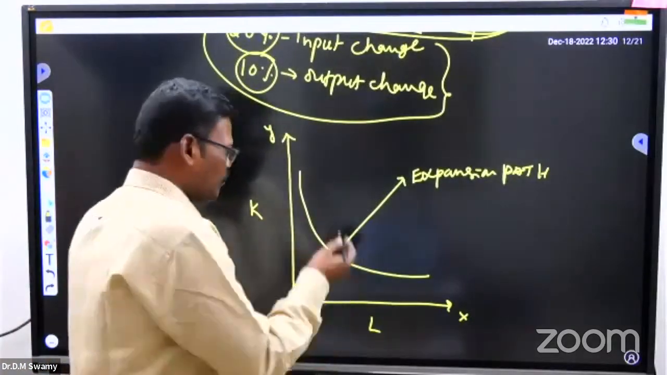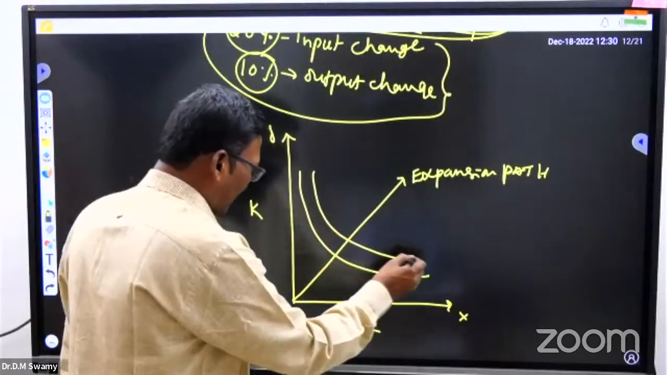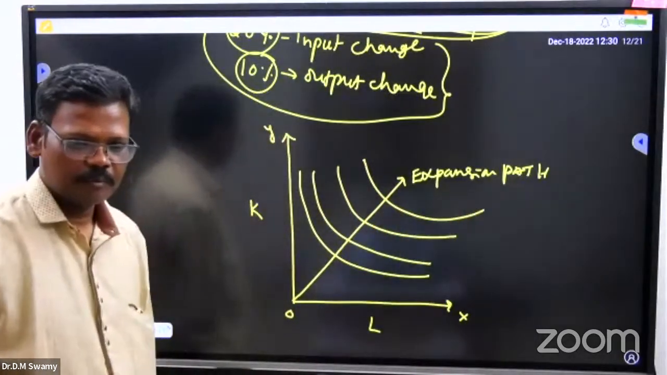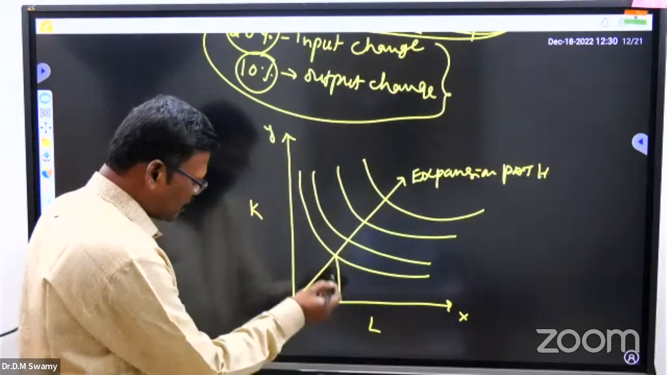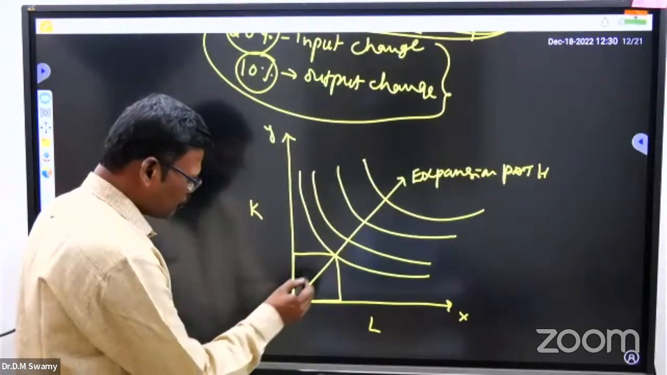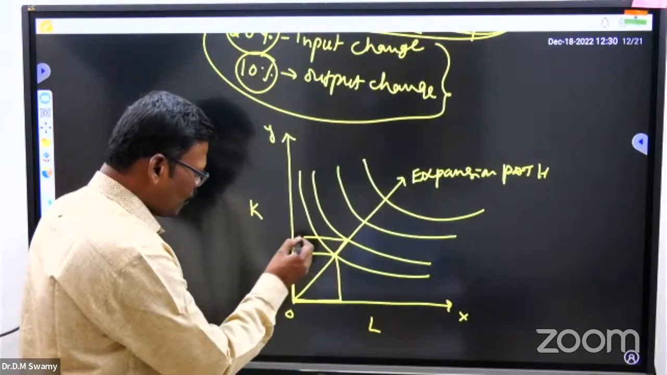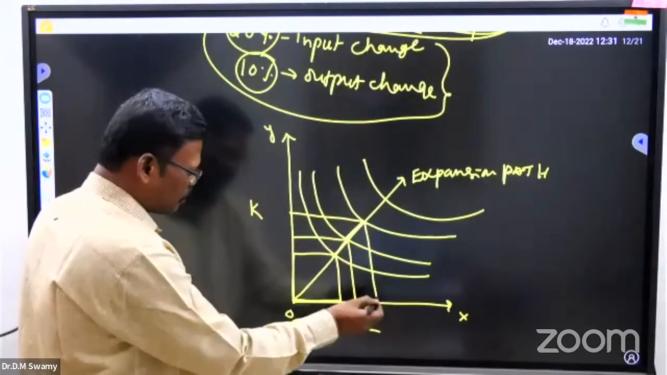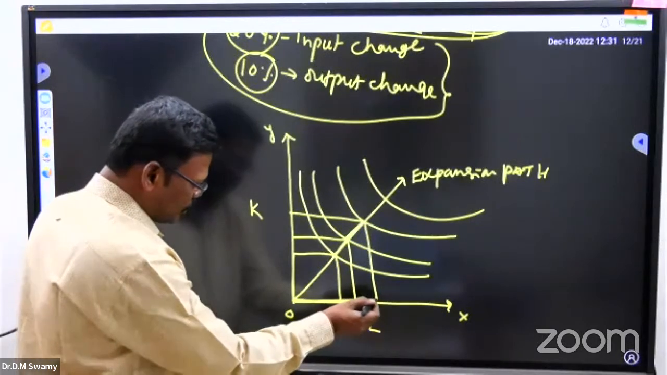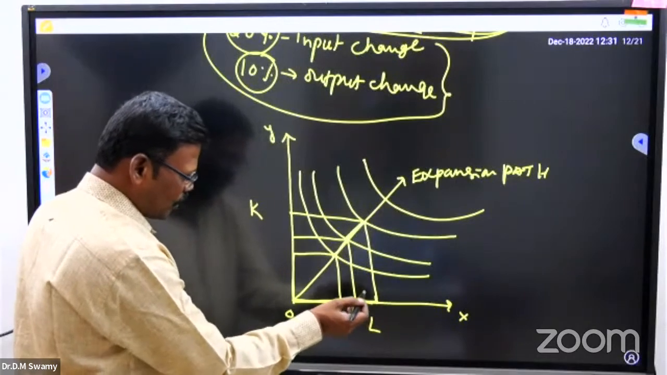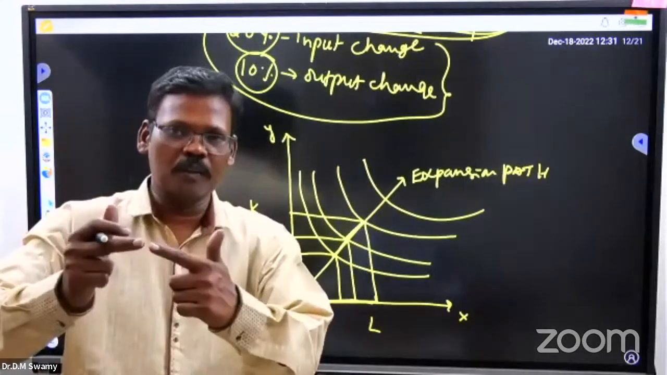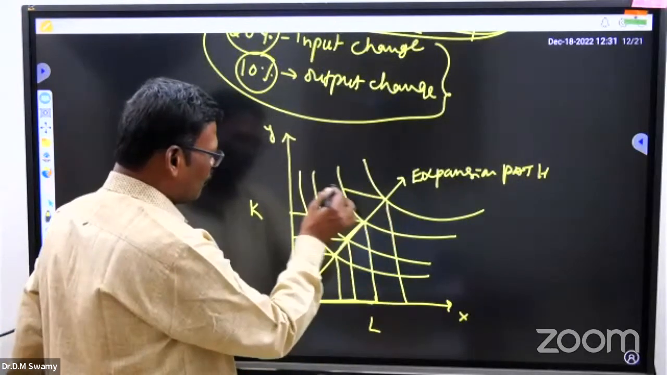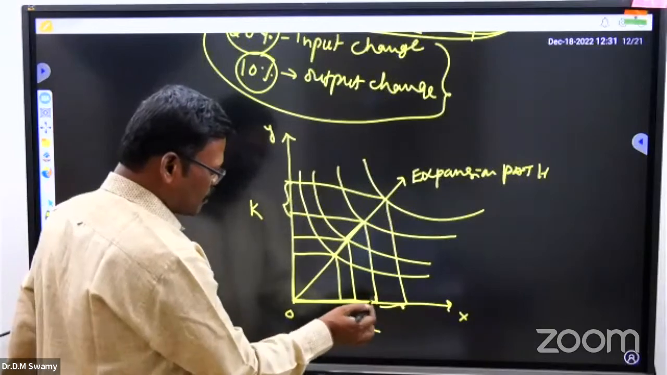Here, the gaps between the inputs are changing like that. If we want this production, we use this much labor and this much capital. To get the same amount of output, we use this much labor and this much capital. The gap between these two is less than this one. The gap is increasing, which means to get the same output, we have to use more input. This gap is more than this one.